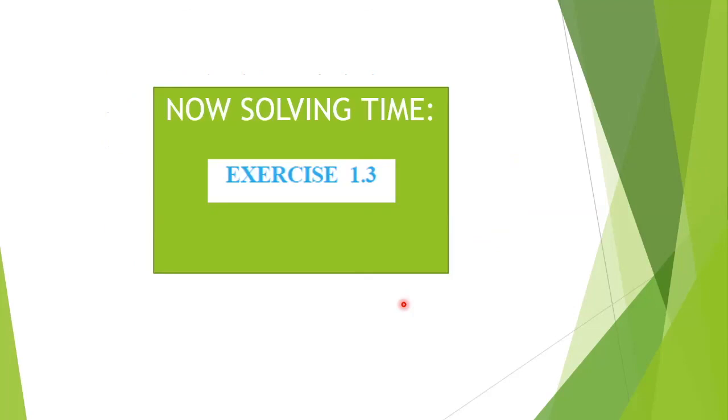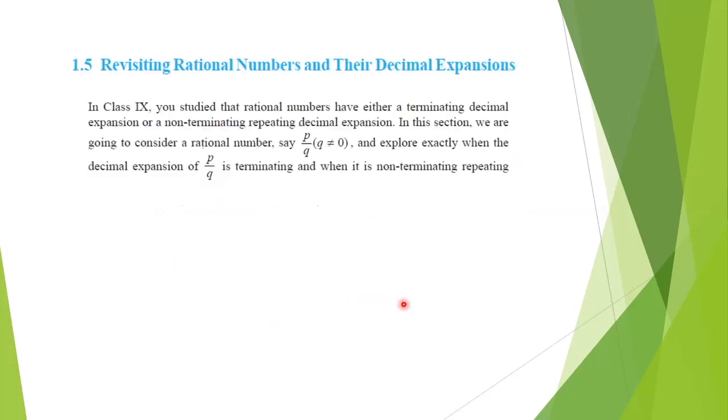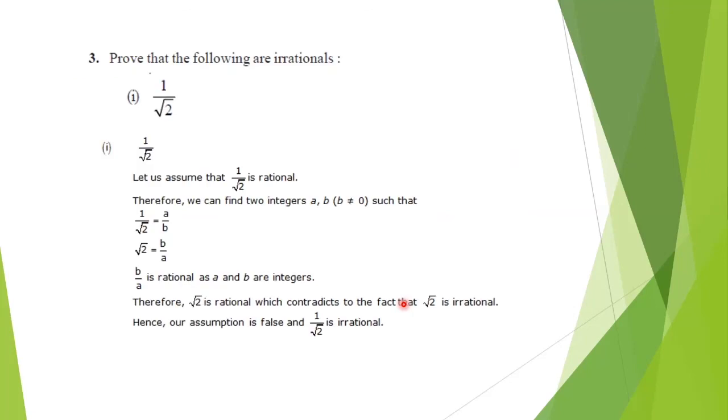Now, moving ahead to exercise 1.3. Exercise 1.3 is very, very small, consisting of only 3 questions. So I have taken only a few of them. That's it. The remaining goes home. We are meeting next on Monday, so you get time in between.